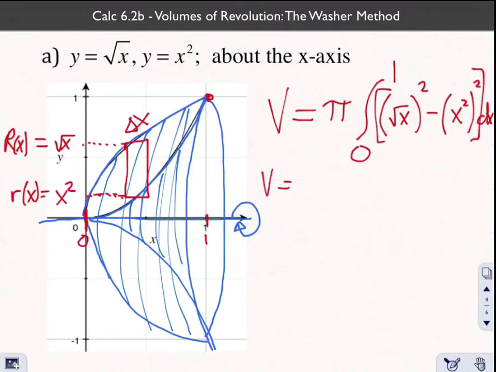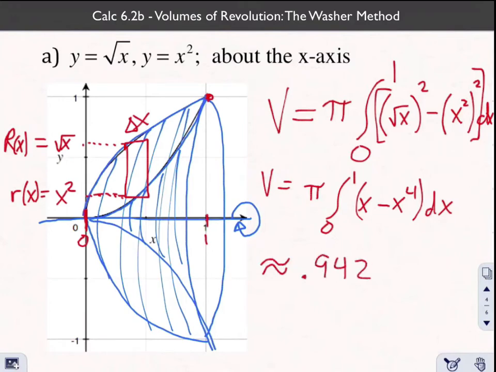Okay, we could just put that into our calculator, or we can clean it up just a little bit here. So it'll be from 0 to 1. The square root of x squared is just going to be x, and then x squared squared will be x to the 4th, and this is going to be dx. And when we solve this in our calculator, we get an approximation of about 0.942 cubic units.